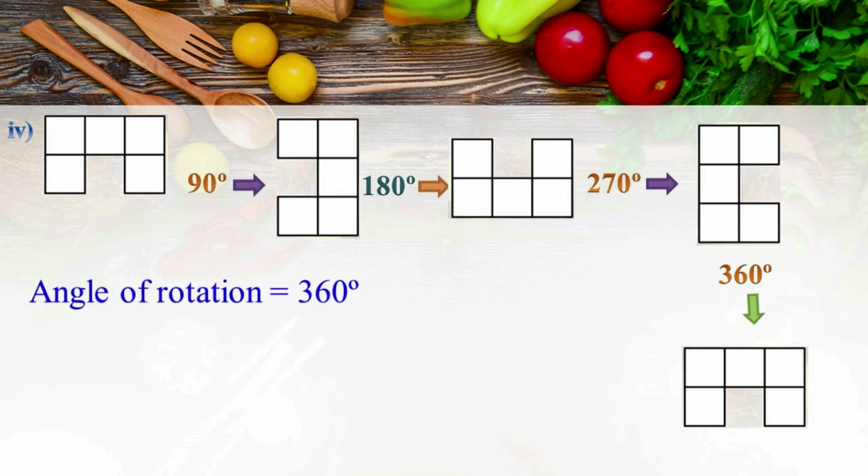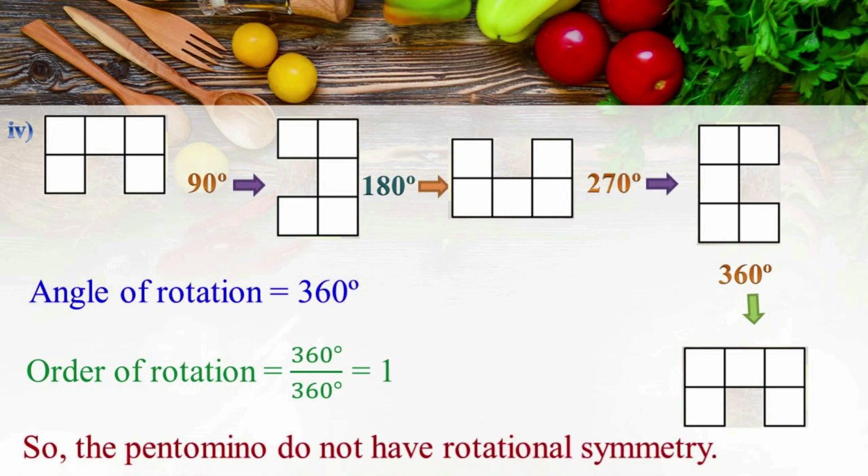Therefore, angle of rotation is equal to 360 degree. Order of rotation is equal to 360 degree divided by 360 degree, which is equal to 1. Which means only one time we get the original shape on one full rotation. So, the pentomino does not have rotational symmetry.